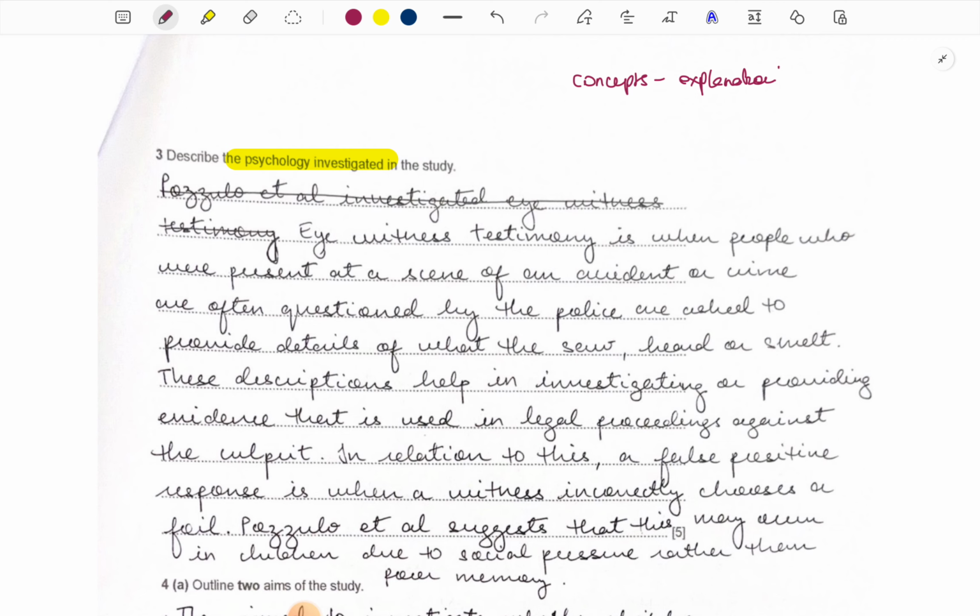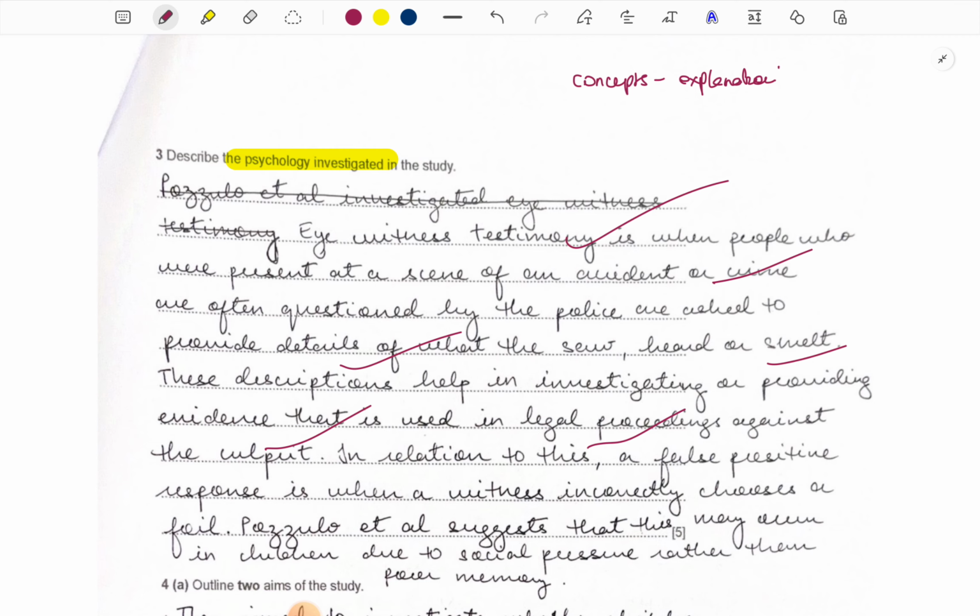So in this study, eyewitness testimony, firstly, she's defined it very well. Whenever there's an accident or crime and someone is interrogated by the police, they have to explain what they've seen, heard or smelled. That is eyewitness testimony. Then she goes further to explain the use of eyewitness testimony. They help in legal proceedings, they help to catch the culprit. So the meaning and the usefulness of the concept of eyewitness testimony, that is excellent.